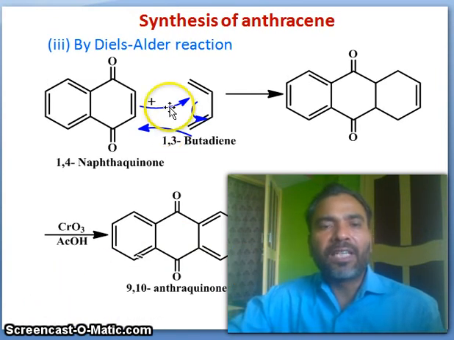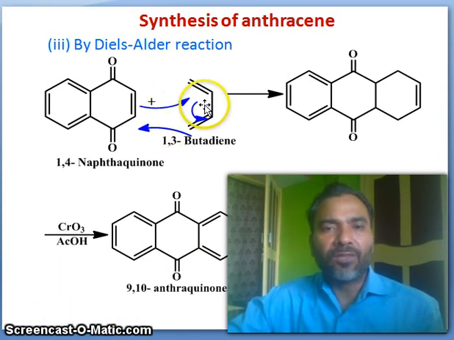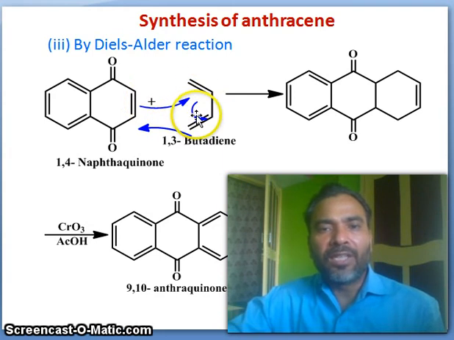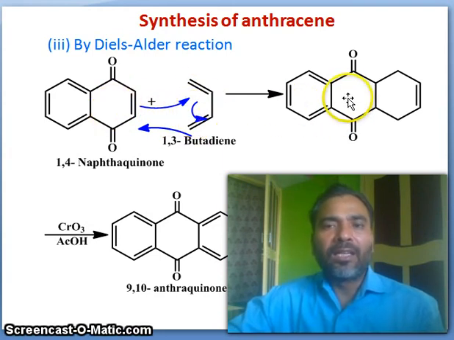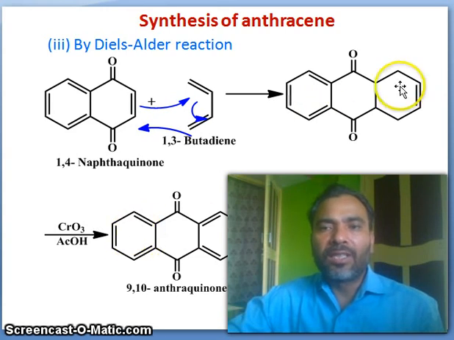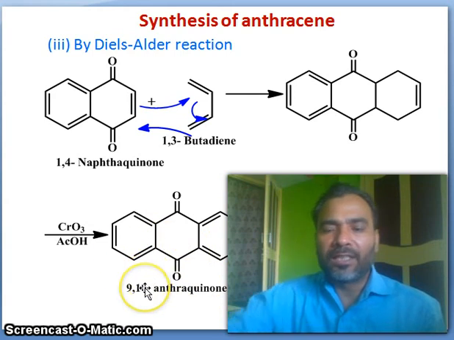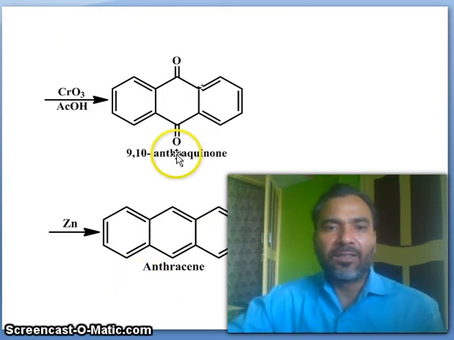Now the Diels-Alder reaction, this is a very important reaction, 4 plus 2. This is the diene, this is the dienophile, giving this product. This product undergoes oxidation, this ring is oxidized, and 9,10-anthraquinone is formed. Now this compound reacts with zinc, you will get anthracene. Here it is, anthracene.